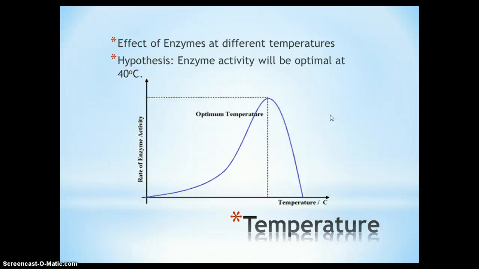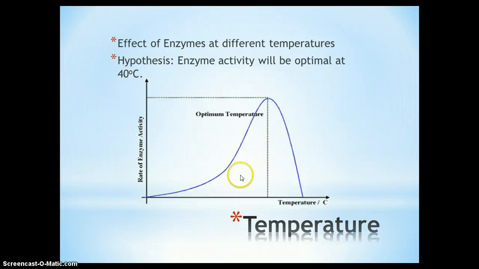For our first experiment, we tested the efficiency of enzymes at a range of different temperatures. Our hypothesis for this experiment was that enzyme activity will be optimal at 40°C.